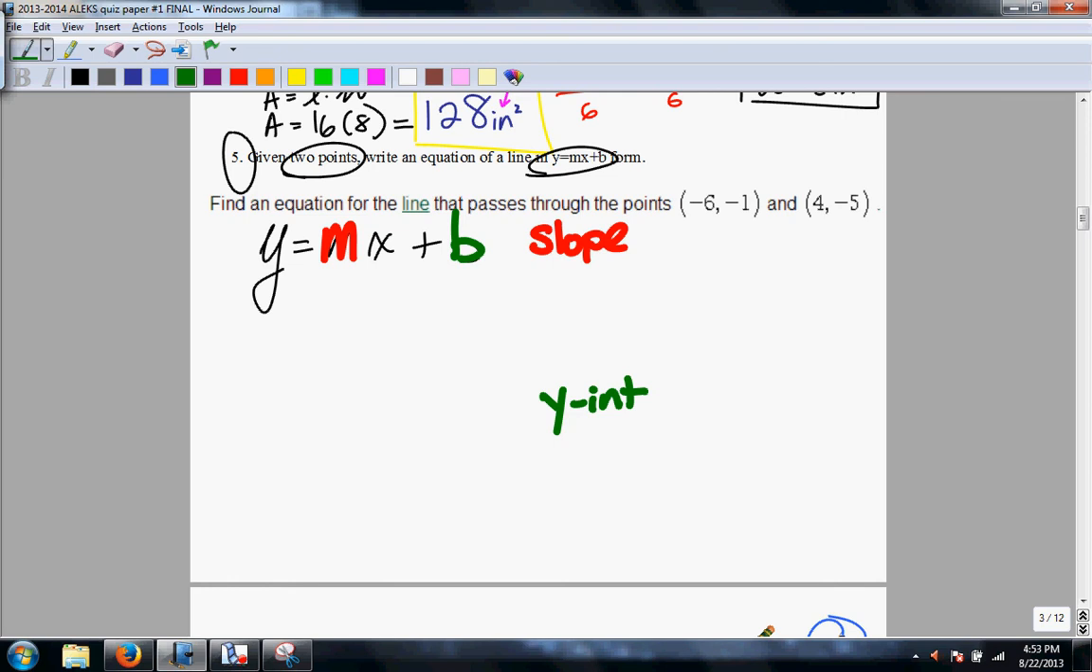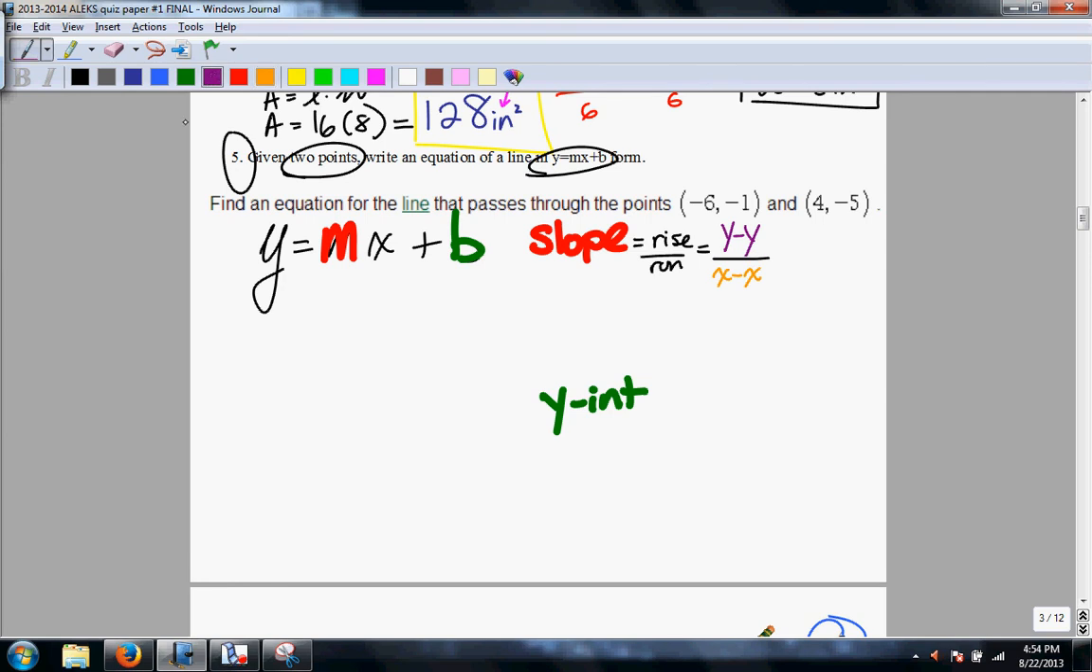Okay, so how do we find slope given only 2 points? Slope equals rise over run. And to find the rise, we're going to subtract the y's. So we're going to be doing y minus y. To find the run, we're going to subtract the x's, x minus x.